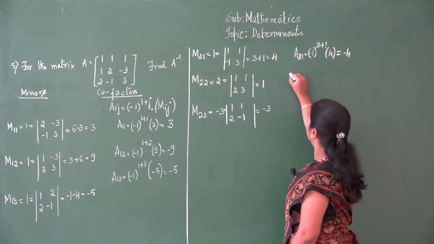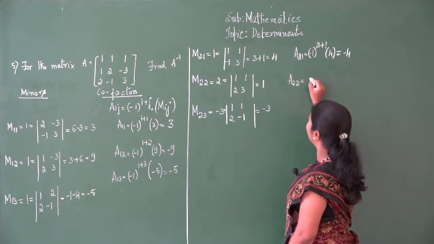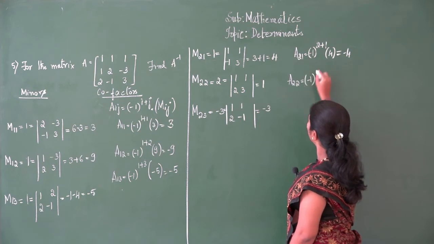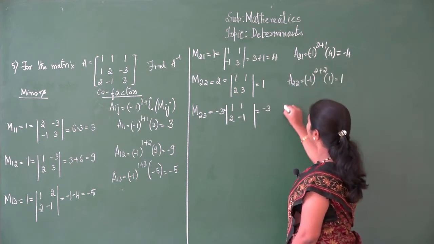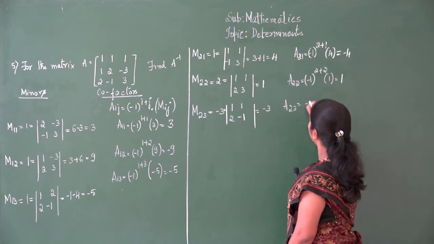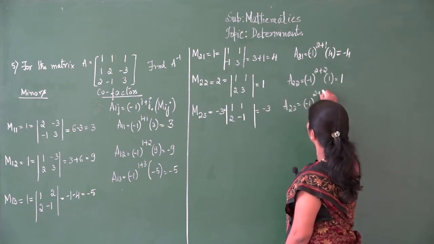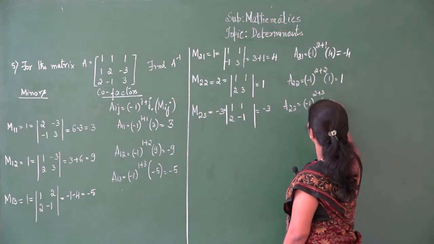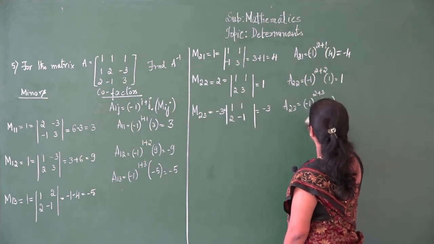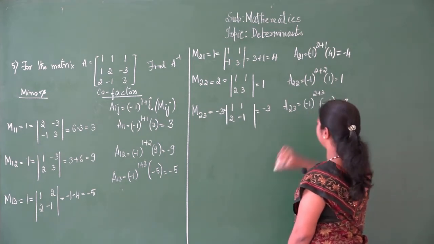Similarly, we shall find out A22. What is A22? Minus 1 to the power 2 plus 2 into 1 will be 1. What is A23? Minus 1 to the power 2 plus 3 into minus 3. That is nothing but plus 3.